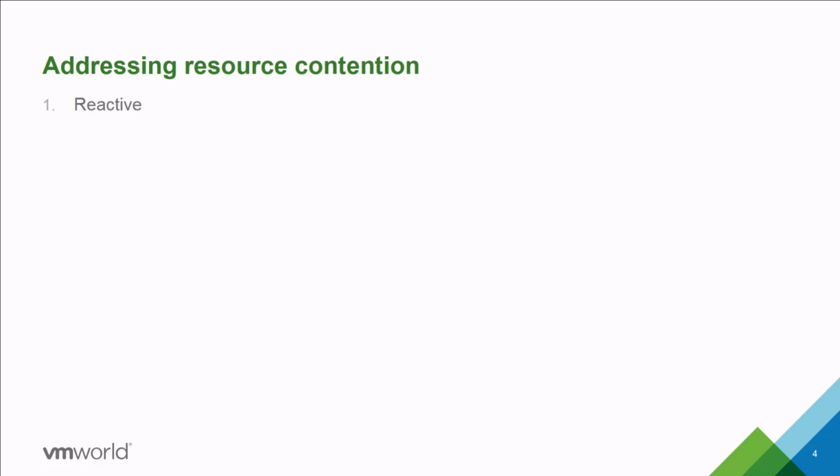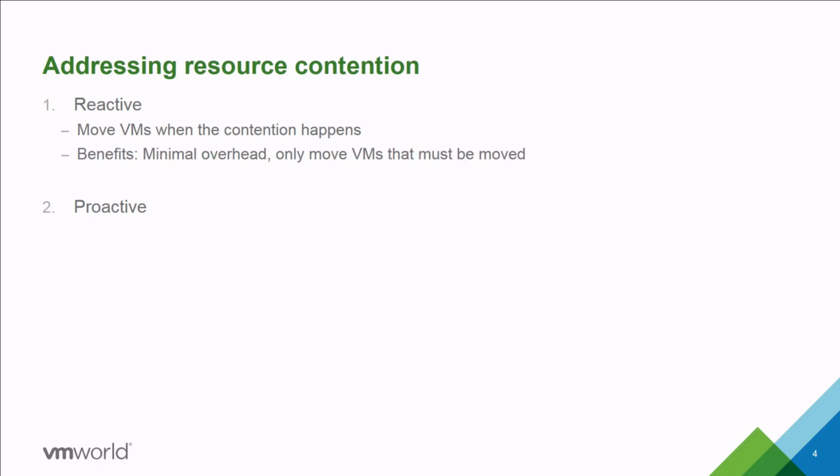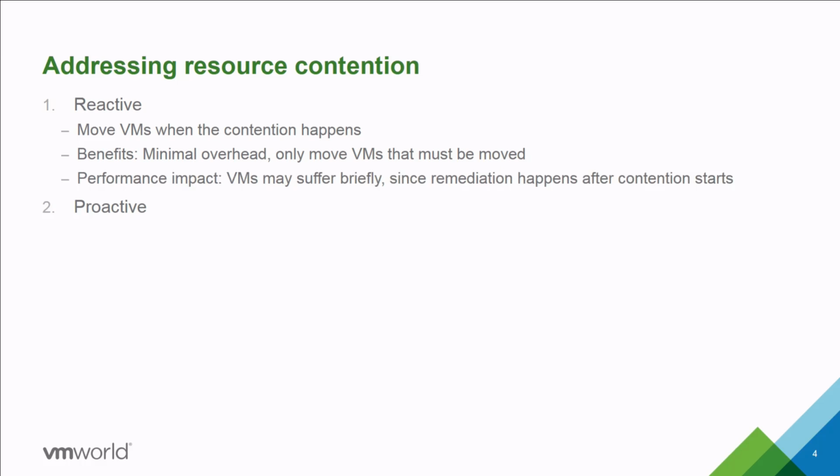We can react to resource contention if it happens, or we can be proactive about it and try to do something before it happens. In reacting to resource contention, we generally vMotion virtual machines in the same cluster after the contention happens. The good thing is there's minimal overhead there. We only move VMs that absolutely need to be moved. Right? But the downside is that some VMs might experience performance drop because the remediation is happening after the contention has already started. Now, how can we be proactive about this?